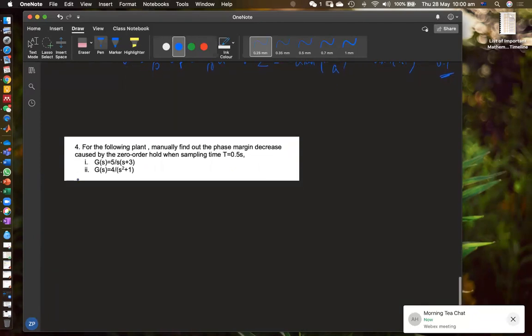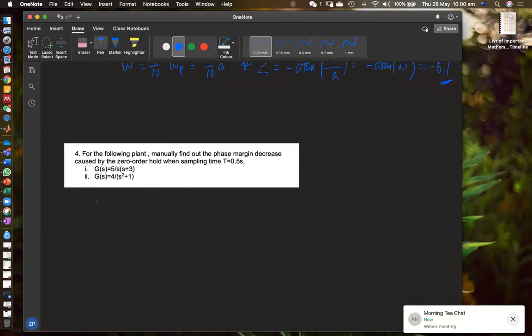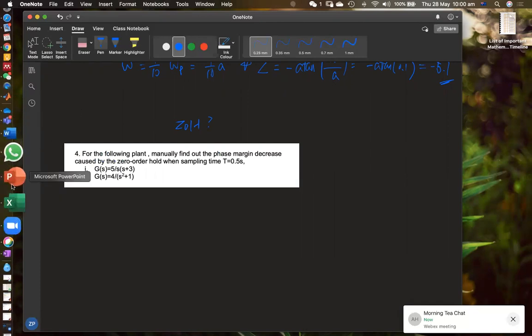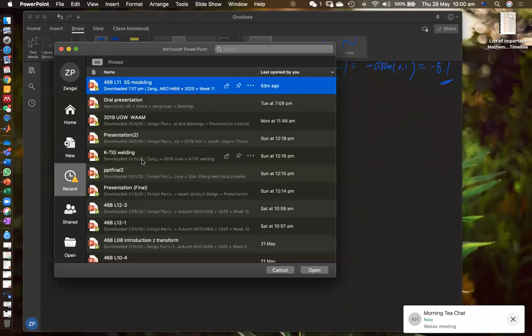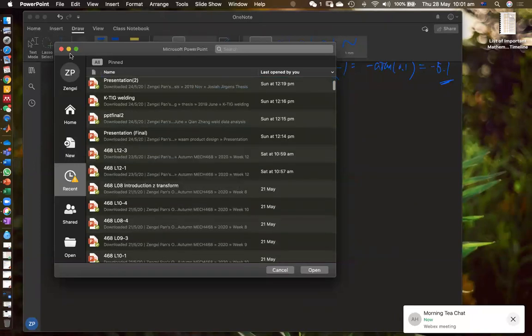So this question 4. This is another part of the design by emulation, when we look at what's the impact of the zero order hold on the system. So for this part, we have a formula from the book, because this one is an approximation. It's not 100% accurate.